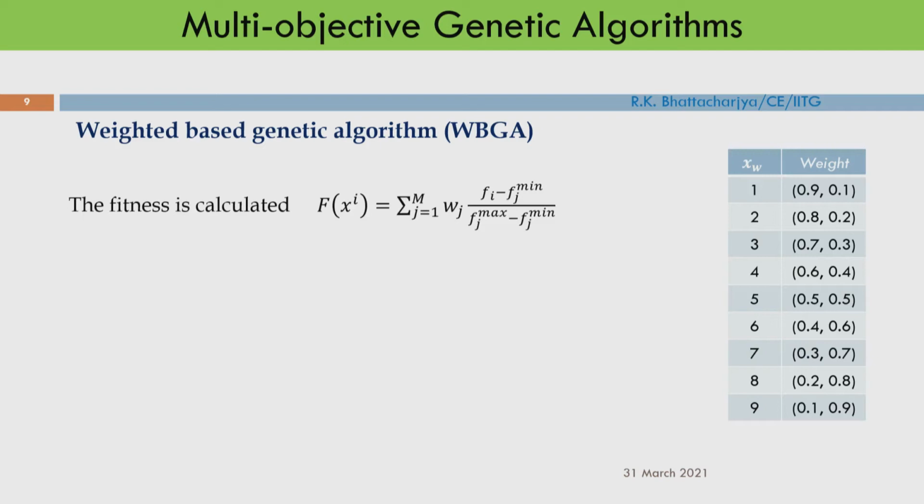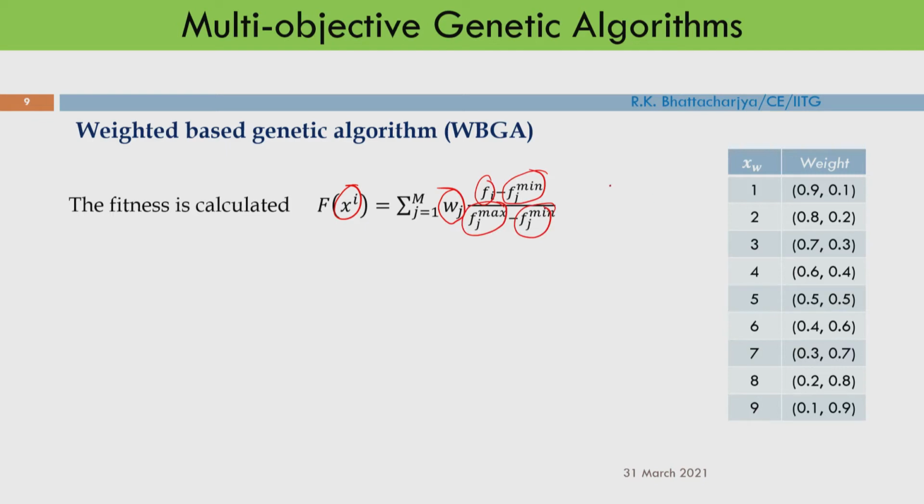So, here the fitness value of a particular solution x i is calculated using this equation, that is, we are giving weightage to that particular objective function. I will also explain that one, that is f i minus f j minimum, and then f j maximum minus f j minimum. This is for a particular objective.